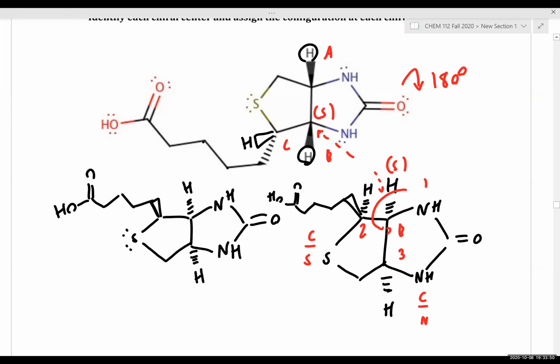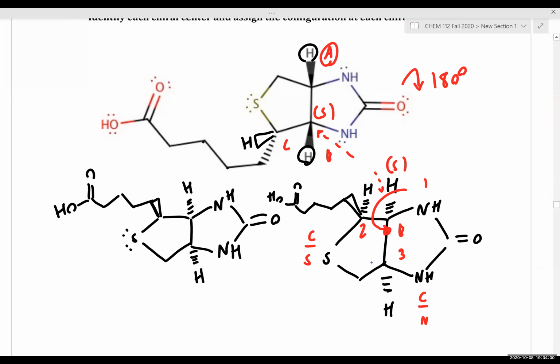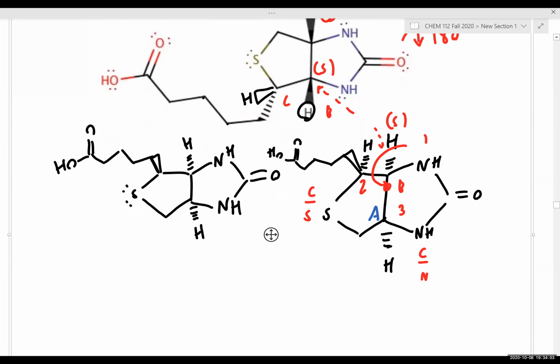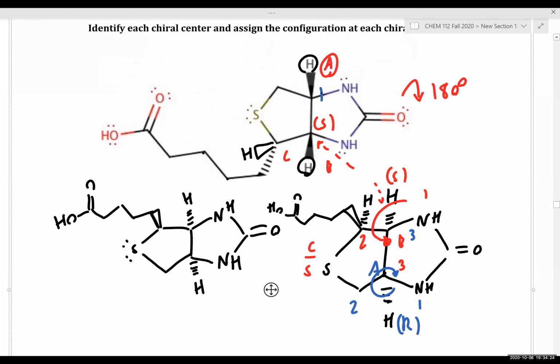There we go. So we have our first stereocenter assignment. Now let's look at Stereocenter A. And Stereocenter A, after we flipped our molecule, is down here. So now assigning priority for Stereocenter A, we have our nitrogen, followed by our carbon attached to the sulfur, followed by our carbon attached to the nitrogen. Going from highest to lowest priority, we have a clockwise rotation, and that gives us an assignment of R. So Stereocenter A would be an R configuration.